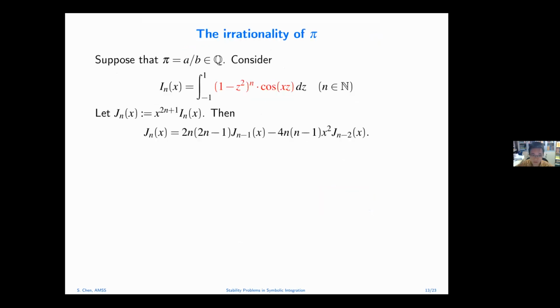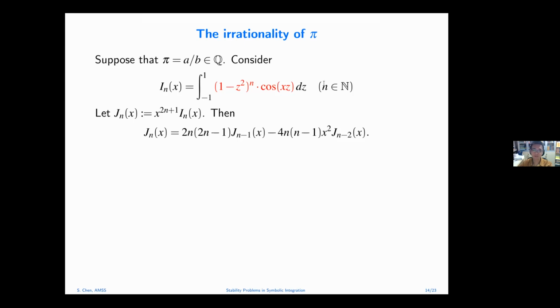Okay, that's almost it. I have finished the presentation about the symbolic integration. Now let me come to the stability problem. So actually, think about the stability problems.